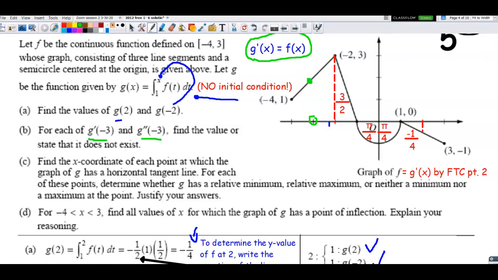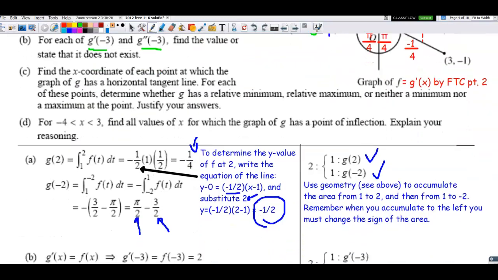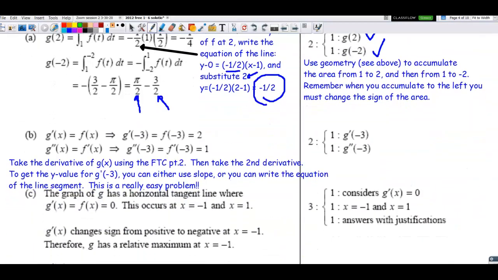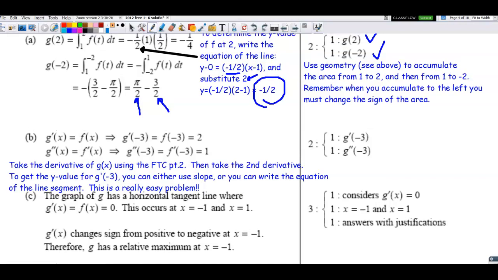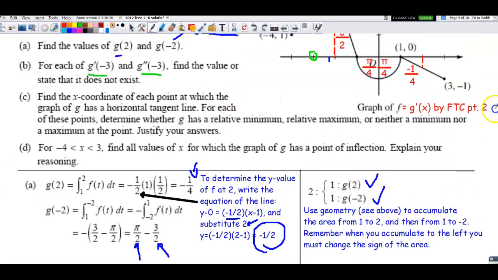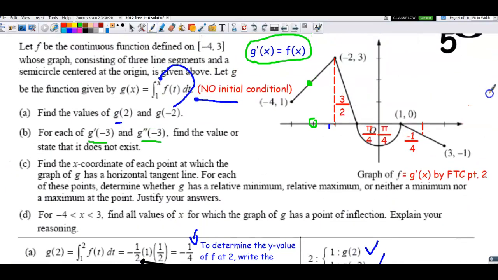So we're going to need to write the equation of a line. Don't be surprised in these piecewise functions, piecewise linears, that you have to write the equation of the line. So g prime of -3 is f of -3, which is 2.